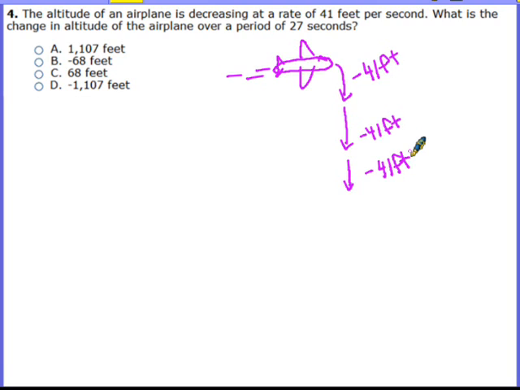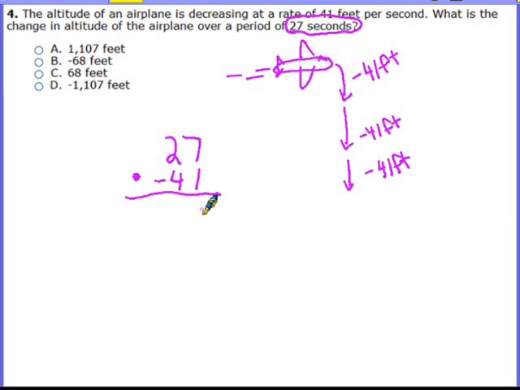Now I could draw this 27 times so that I can take care of 27 seconds. But I don't know that I have enough room here. So there's actually a shortcut that you can do. You can say that 27 times this airplane is going to go down 41 feet. You see I'm using a negative right here because the plane's going down. If he was going up, I would use a positive, okay? But I'm going to multiply it because I want to do 41 feet 27 times. Or actually I want to go down 41 feet 27 times.